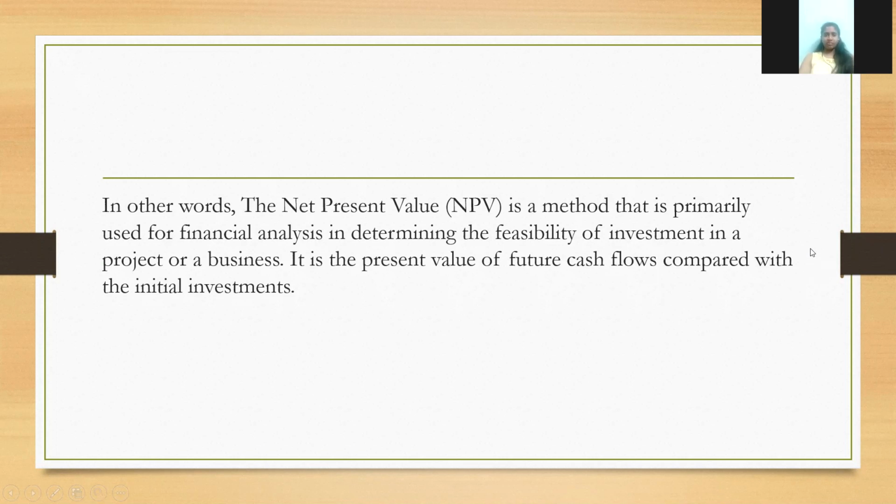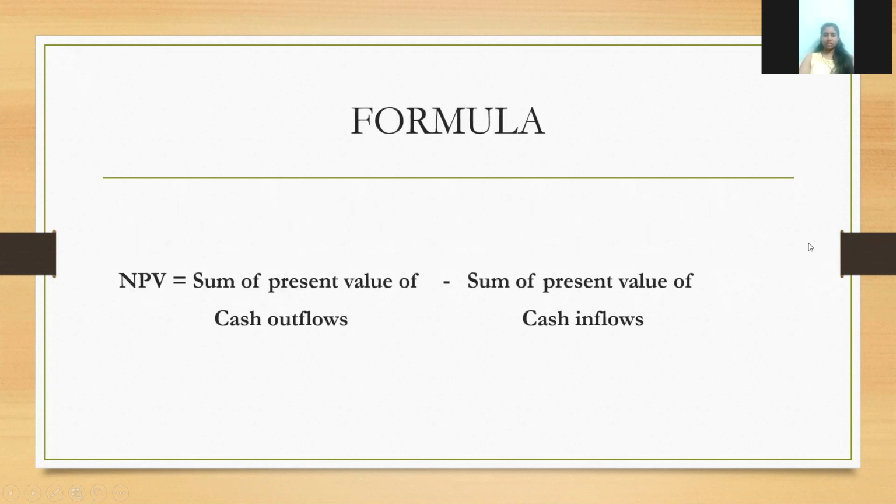If NPV is positive, then accept the investment proposal. If NPV is negative, then reject the investment proposal. We have a formula to calculate the NPV. So the NPV is equal to the sum of present value of cash inflows minus the sum of present value of cash outflows.